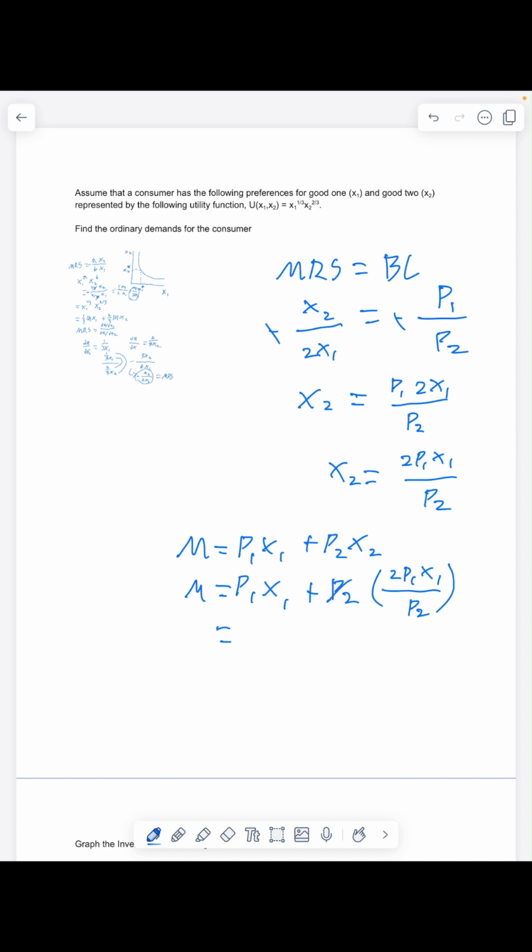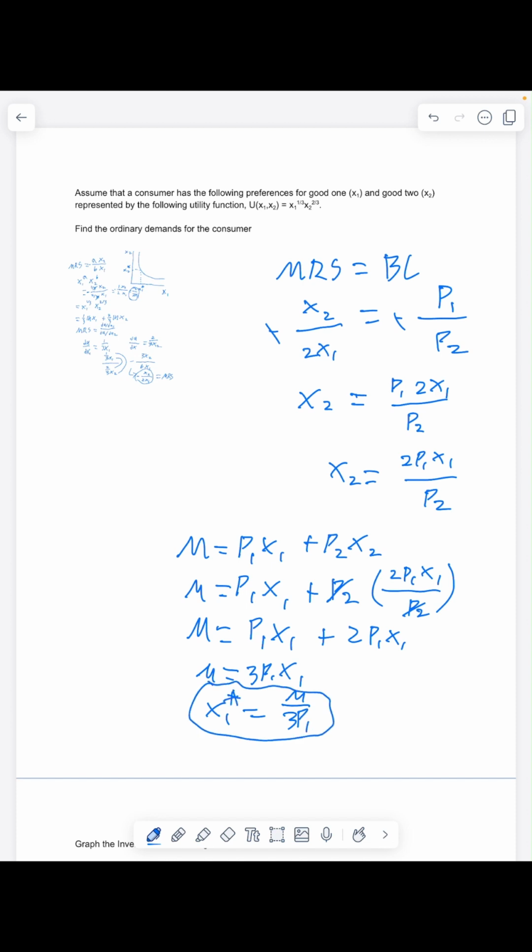And we can do some simplifying now and get rid of our p2s. It's going to leave us with p1x1 plus 2p1x1 equal to m, which is our budget. And we can just simplify this to m equals 3p1x1. And we want this to be in terms of x1 in order to find our ordinary demand, as talked about earlier. So we just divide by 3p1 on both sides, and we're going to find our first ordinary demand is going to be equal to m over 3p1. So that will be good to know for later.